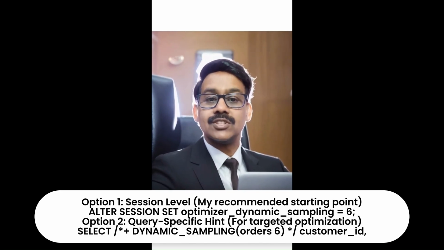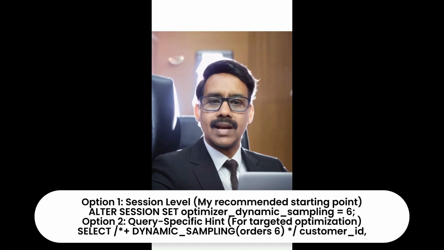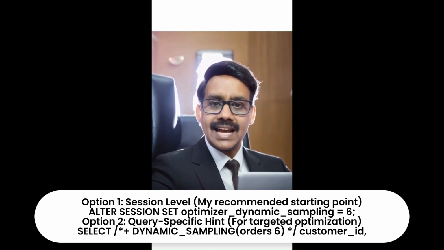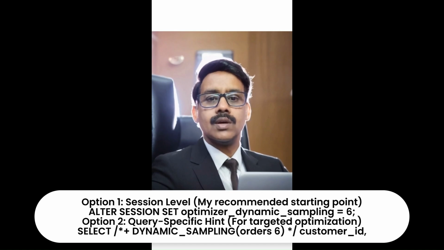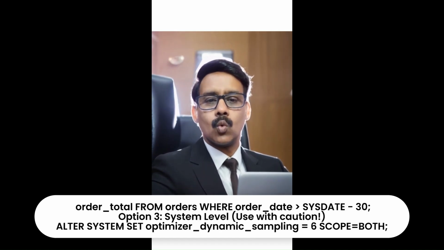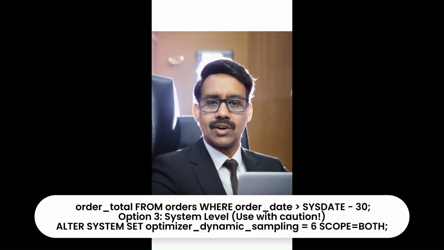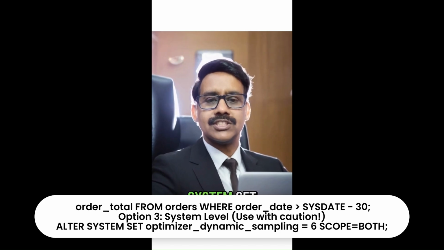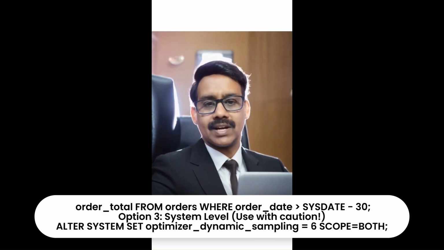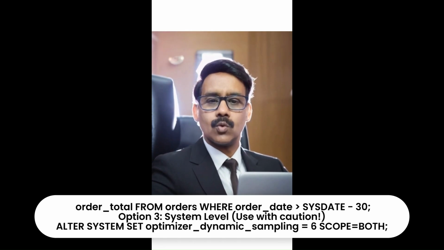Select /*+ dynamic_sampling(orders 6) */ customer_id, order_total from orders where order_date is greater than sysdate minus 30. Option 3, system level, use with caution. Alter system set optimizer_dynamic_sampling equal to 6 scope equal to both.